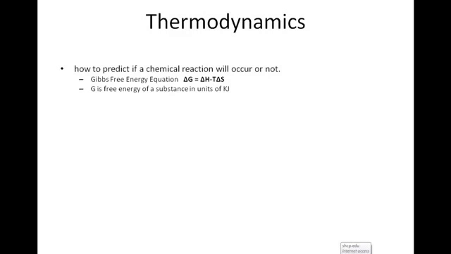G is called free energy of a substance, and it determines whether or not a reaction will happen spontaneously or not spontaneously. H is a variable used in enthalpy, and it shows where the heat is flowing. Is it going into the reaction, or is it leaving? And it's measured in units of kilojoules.